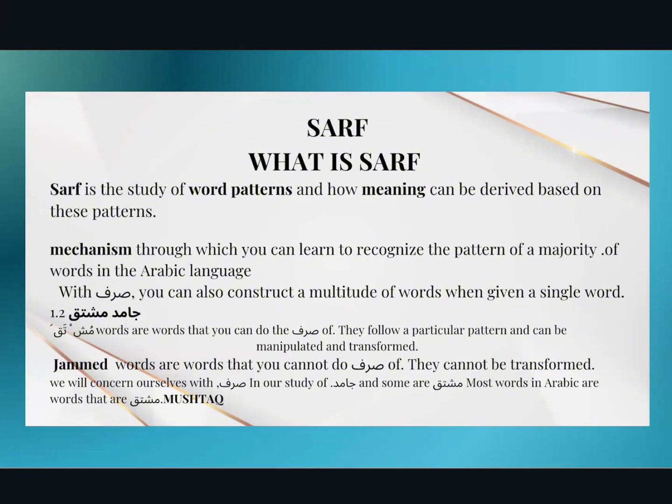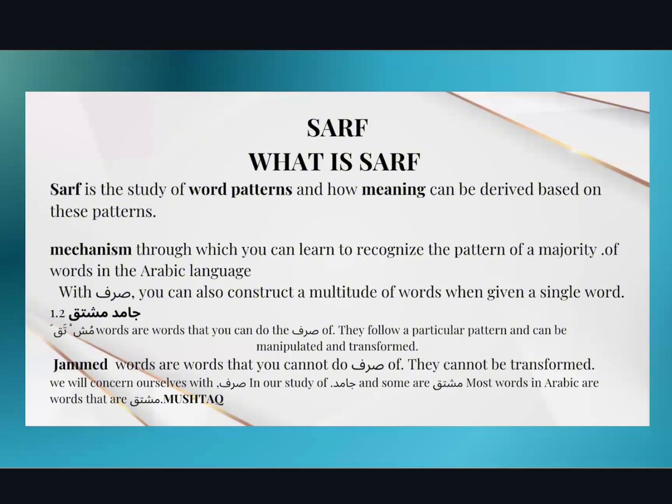In Sarf, we are going to come across two terms. Those two terms are mushtaq and jamid. Mushtaq words are the words that you can do the sarf of. So they follow a particular pattern that can be manipulated and transformed. Jamid, and you can remember this from jammed, something which is jammed, blocked. So jamid or jammed words are words that you cannot do sarf of. They cannot be transformed.